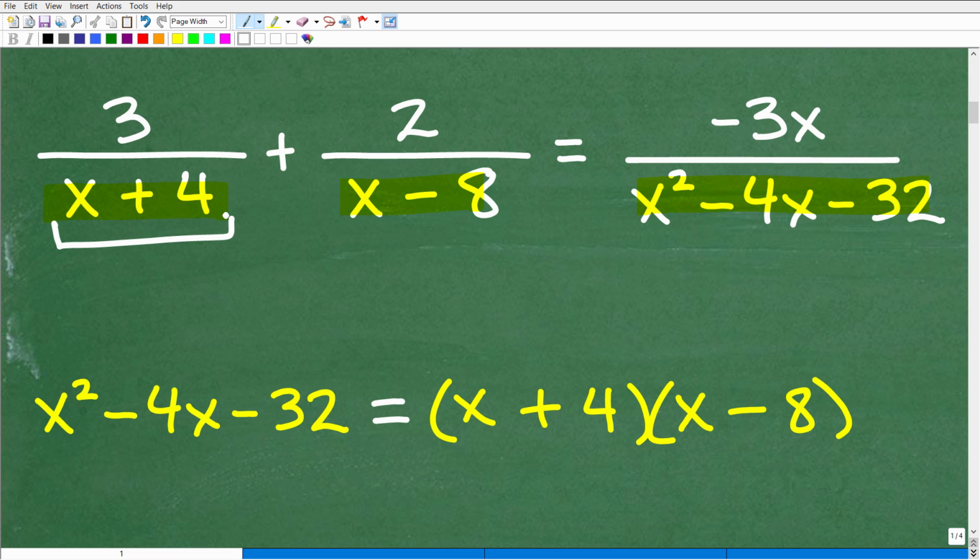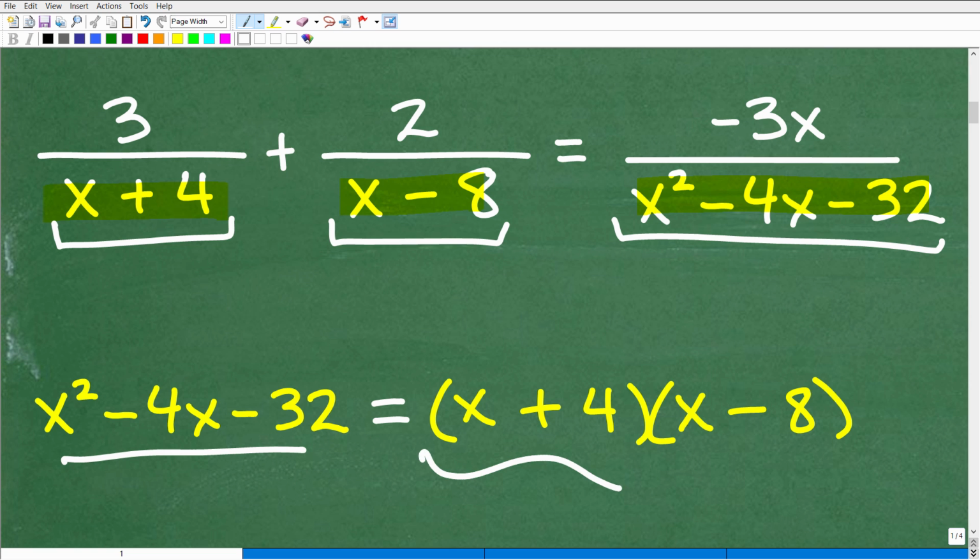Now, you can see that this denominator is already factored, this denominator is already factored, but this trinomial, x squared minus 4x minus 32, we can factor, and here are the factors. It's simply x plus 4 times x minus 8.